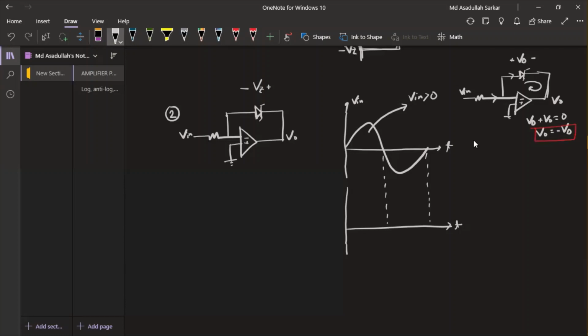So the output will be minus Vd. This is the waveform of V out. Okay. So what will happen for the negative half cycle? For the negative half cycle, V input is less than 0. So the current will now flow in this direction, and this current must come in this direction also.